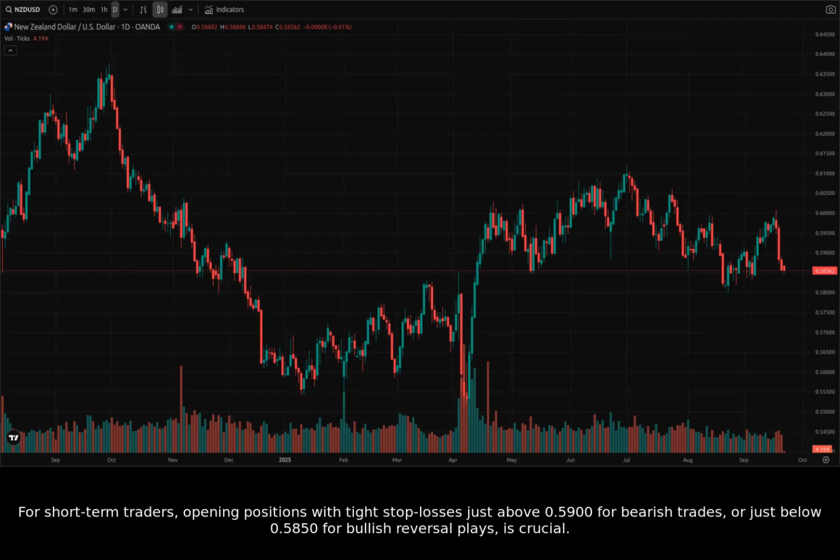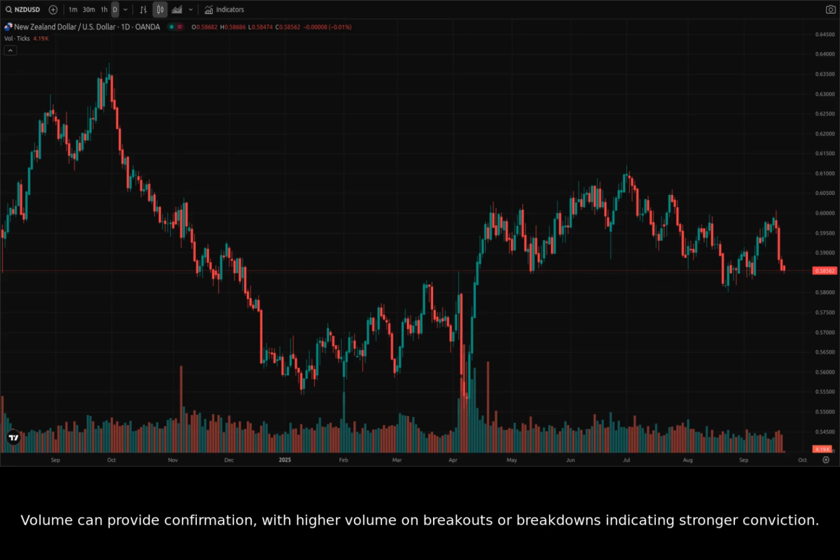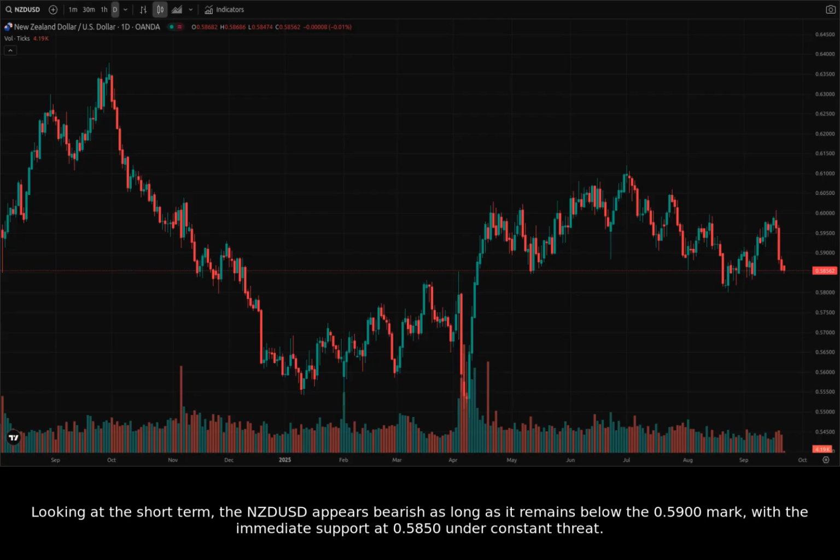For short-term traders, opening positions with tight stop losses just above 0.5900 for bearish trades, or just below 0.5850 for bullish reversal plays, is crucial. Volume can provide confirmation, with higher volume on breakouts or breakdowns indicating stronger conviction. Looking at the short term, the NZDUSD appears bearish as long as it remains below the 0.5900 mark, with the immediate support at 0.5850 under constant threat.